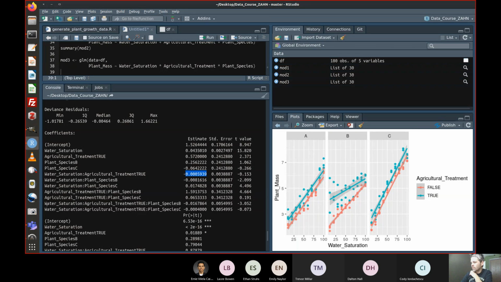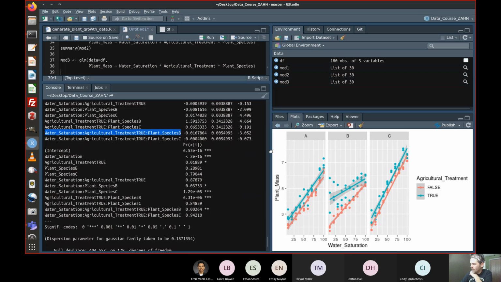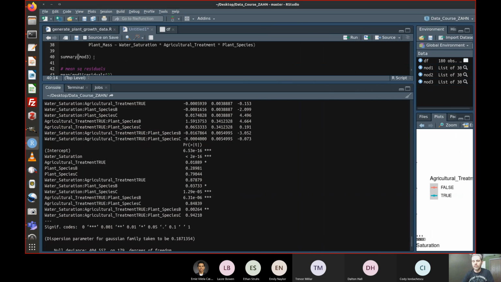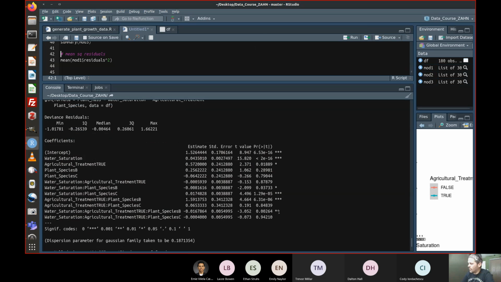But what about here? Water saturation, agricultural treatment, and plant species B. It's kind of wrapped around. Let me see if I can make it all show up. Summary of mod 3. Yeah, there we go. It's saying that there is a significant effect that only shows up when you look at water saturation, agricultural treatment, and plant species B. For plant species C, it's not significant.